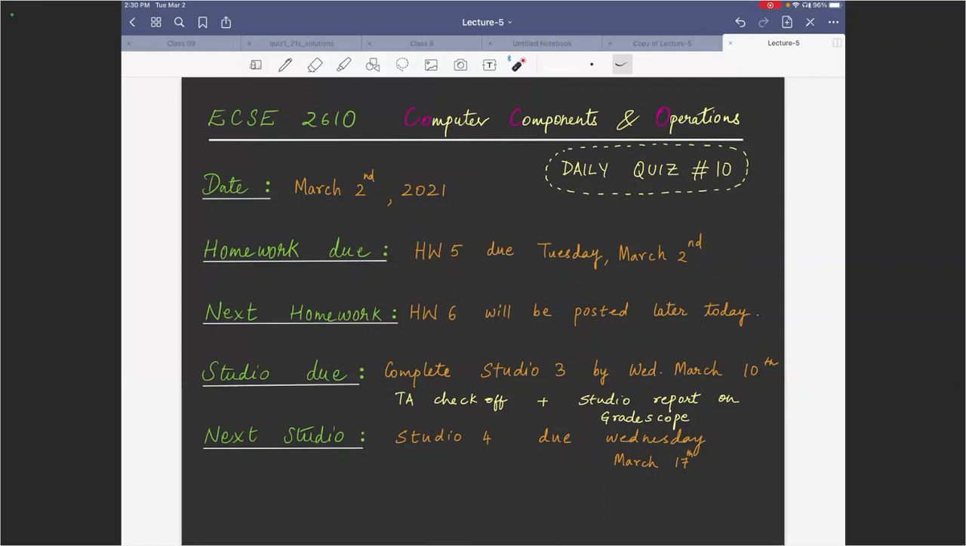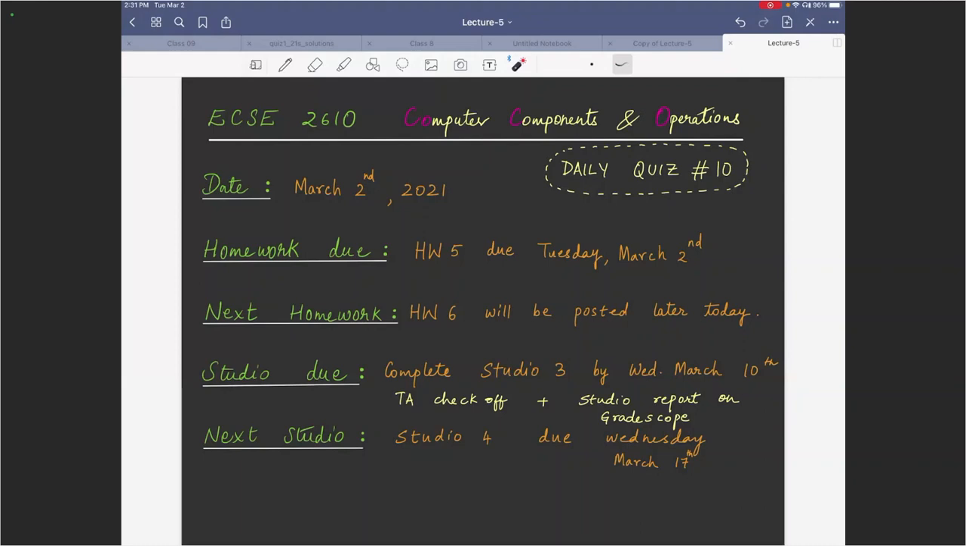Okay, so today is March 2nd. Today is a Tuesday. We are working on quiz number 10 that is going to count as your attendance for the class today. Please go on Gradescope anytime during the day today to answer that.